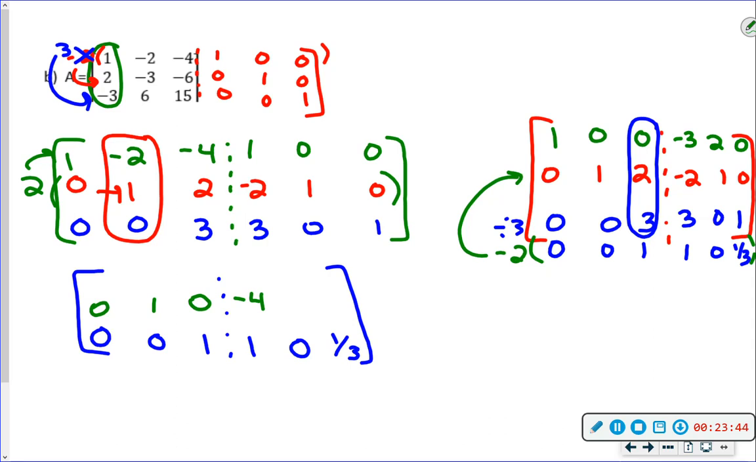Oh boy. What's negative 2 times a third? Negative 2/3 plus 0. That's not that horrendous of a fraction. And do we need to change anything about the top row? No, you've got your 0 right there. Copy it down.